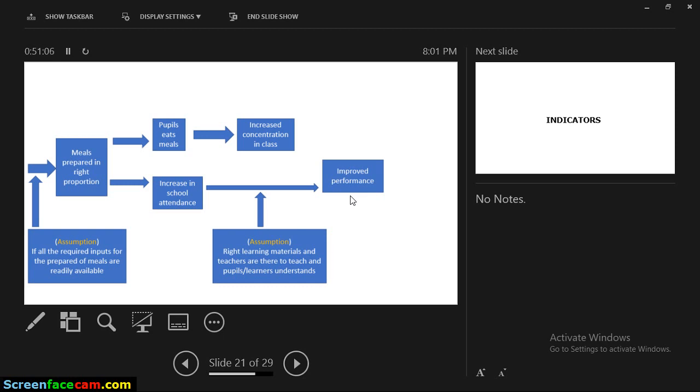Then, like we said, pupils who eat meals, increase in school attendance. Where can this go? Can this be an outcome or not? Pupils eat meals. That's an output, right? Then this one down there is what? Outcome. Increase in school attendance. You can only say increased after you've observed over a period of time, maybe let's say three months, right? Exactly. We can't say after a single day that the population has increased, when people have just come to eat and tomorrow they disappear.